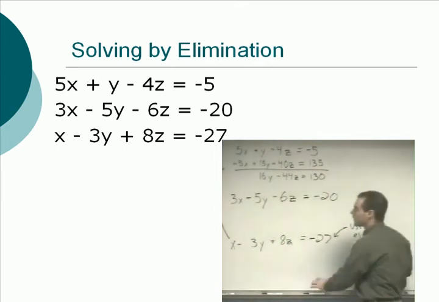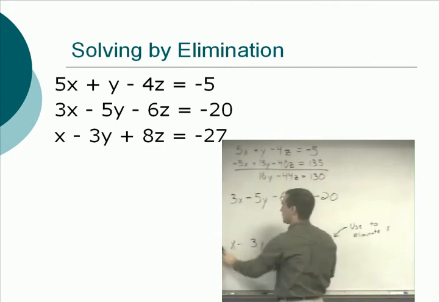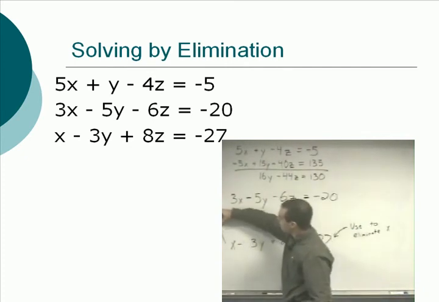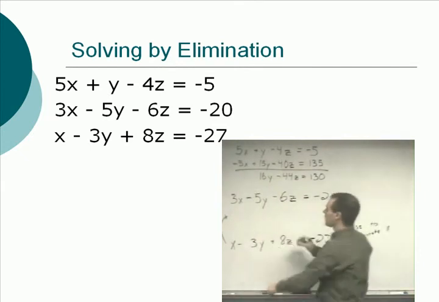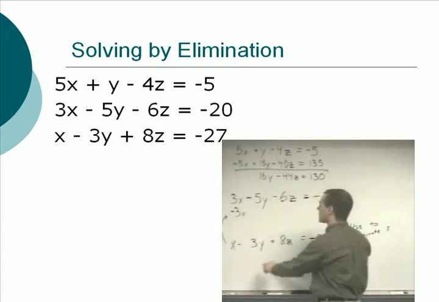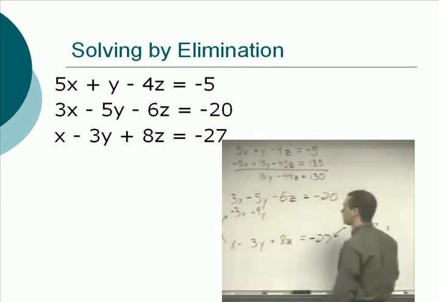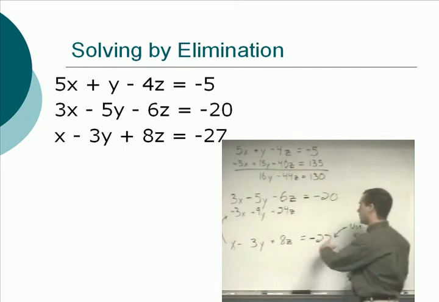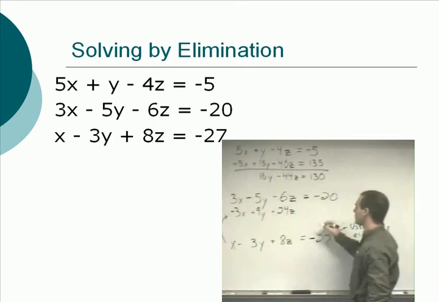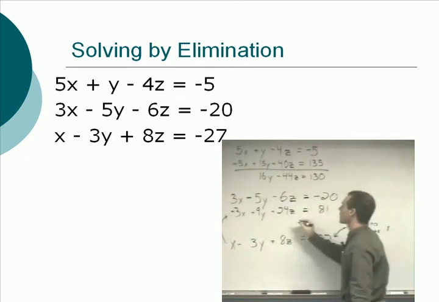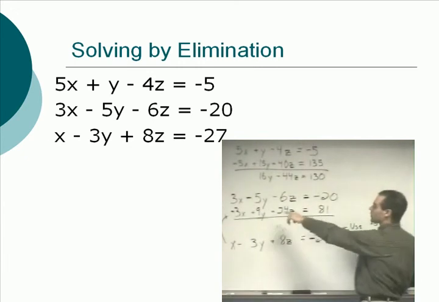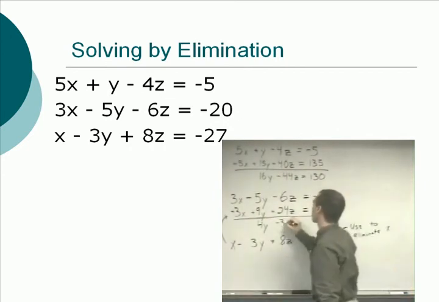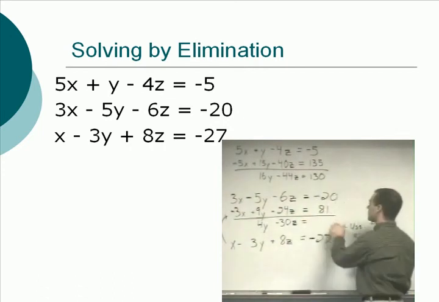Except here we're going to multiply it by what? We're going to multiply it by negative 3. So we get negative 3x plus 9y minus 24z, negative 27 times negative 3 is 81. And we can combine those two. X's are gone. Negative 5 plus 9y is 4y minus 30z equals 61.